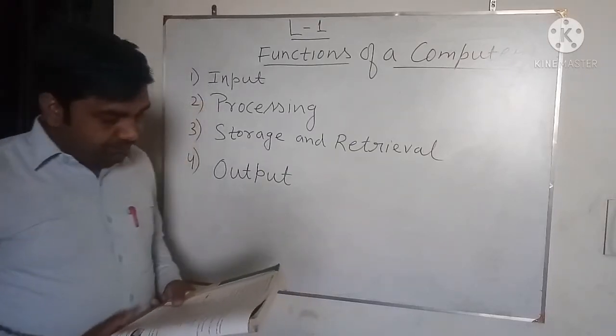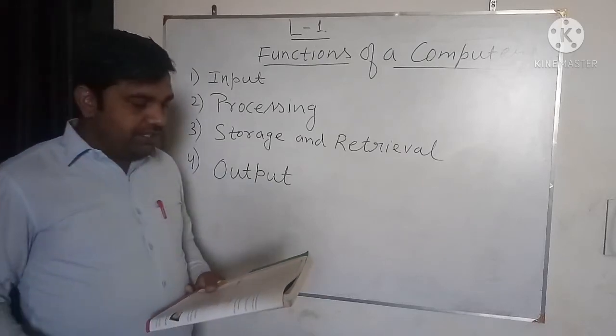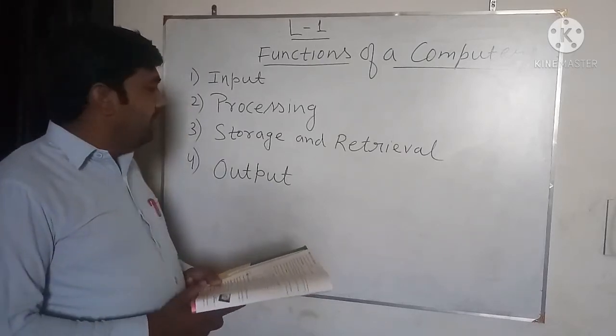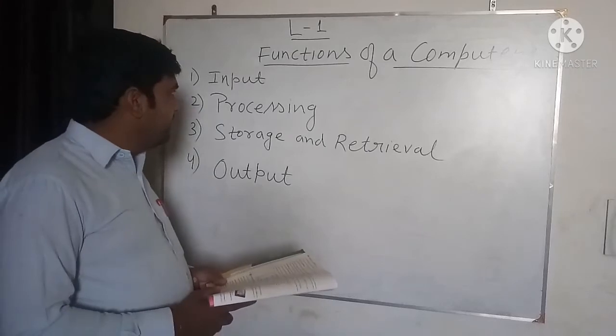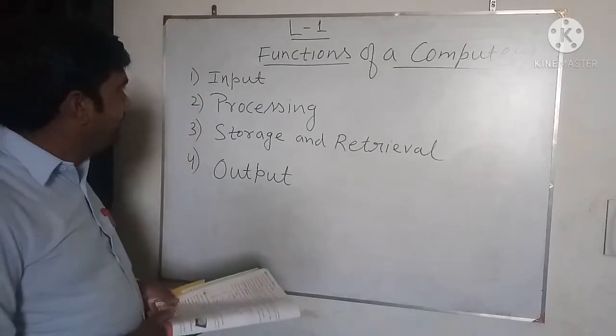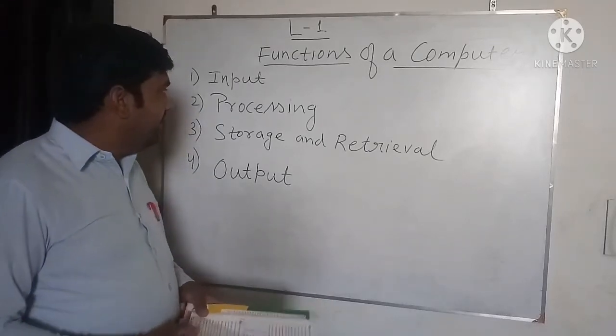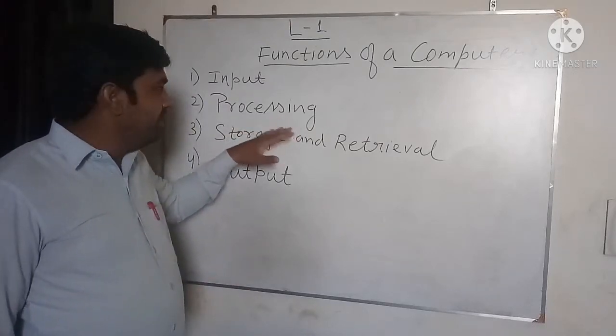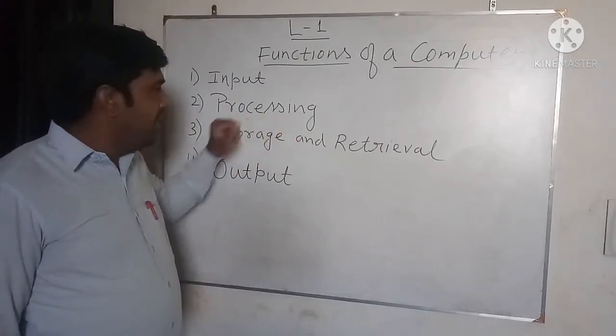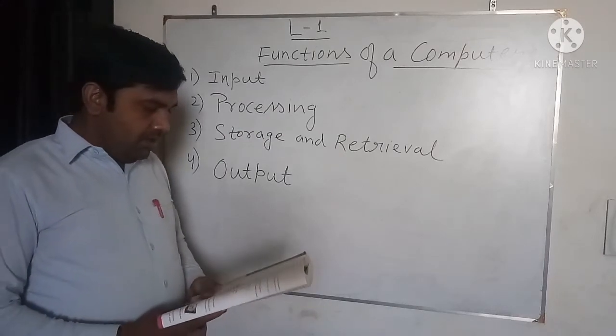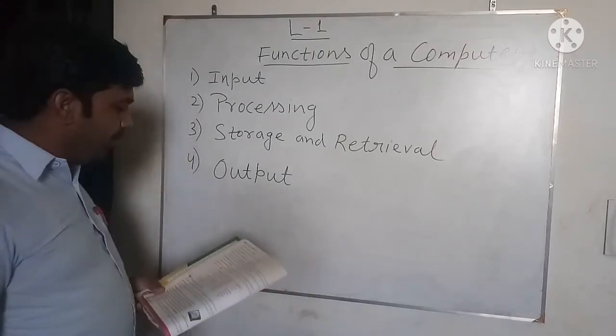Next is storing the data, that is the storage. Inside the computer there is a hard disk, which is called the permanent memory or secondary memory. Both our input data and the results are saved on the computer's hard disk. Next is the output, which gives the desired result.